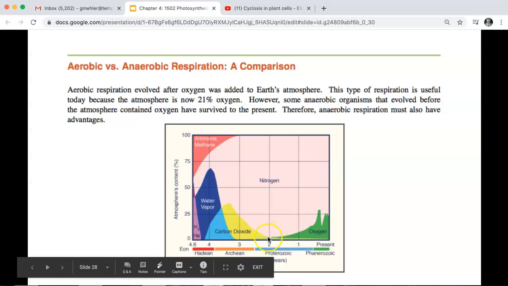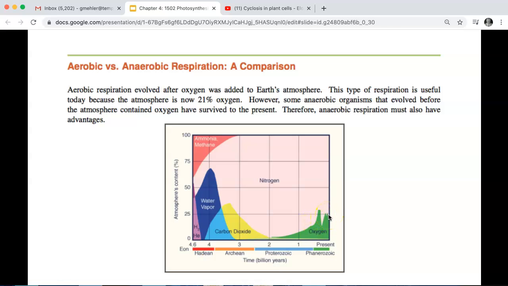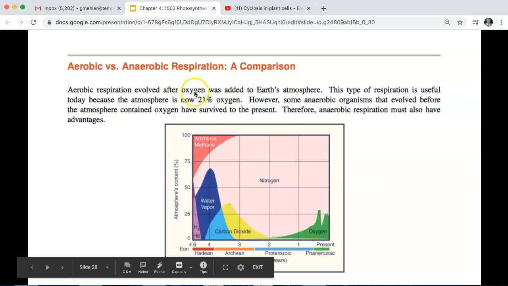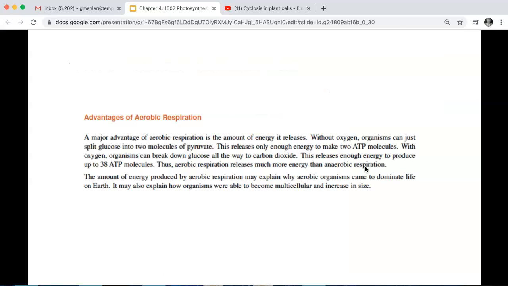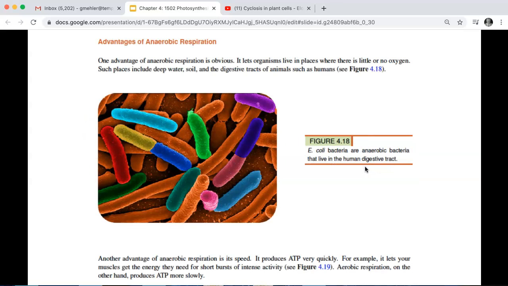About 2 billion years ago, the amount of oxygen starts to increase in our atmosphere. And today, every time you take a breath, you're breathing in about 21% oxygen. Where that oxygen came from is really, really interesting. It came from microbes that learned how to photosynthesize water and put free oxygen into our atmosphere. Take a look at the advantages of aerobic respiration. The simple answer is that we get a lot more ATP out of aerobic respiration. Take a look at the advantages of anaerobic, and the answer there is you can create energy in places where there is not oxygen.